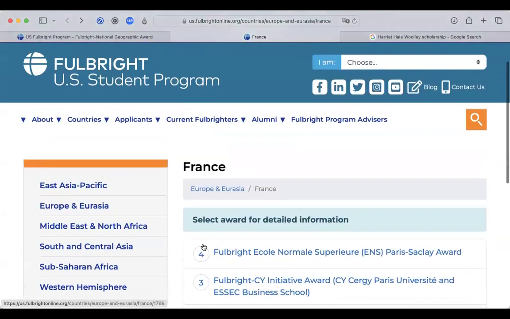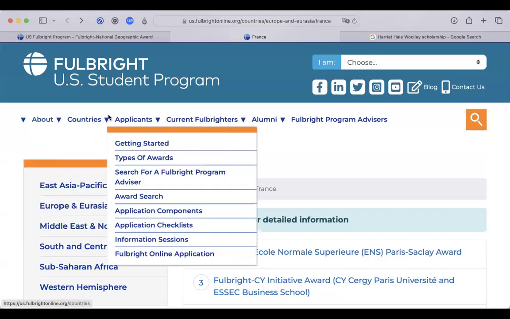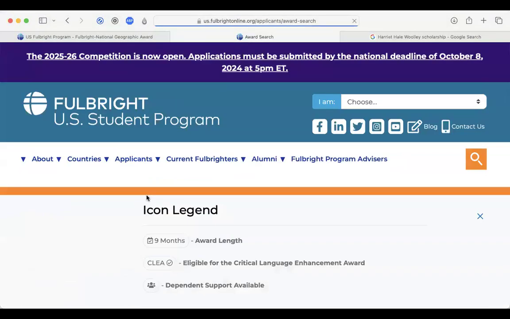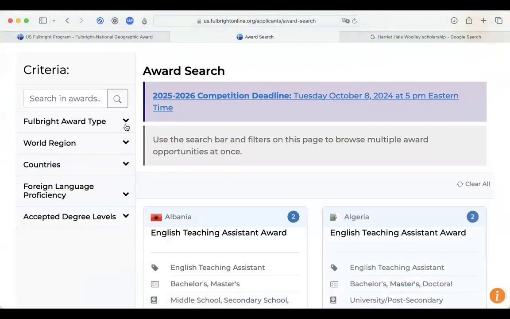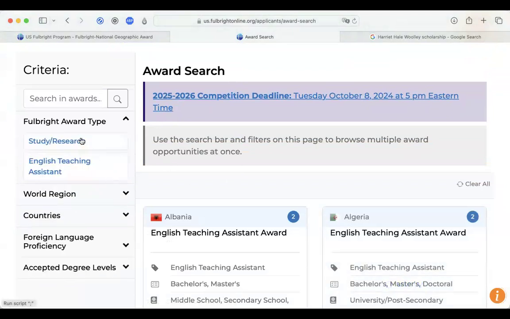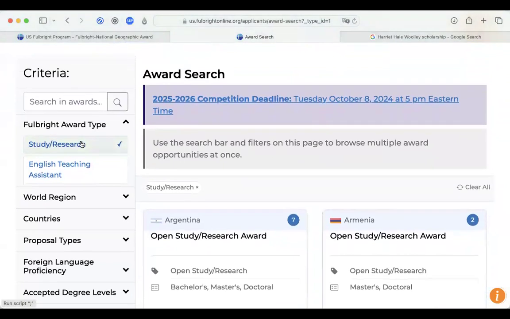But let's take a look at that arts part again, because one of the things that people often miss when they are researching the program is that you can actually search for these different types of awards. So this is under applicants, award search. So let's go ahead and do some searches here. We're going to first look at award type. And let's say we're going for study and research. We want it to be more open-ended in our case, although many artists have actually done the ETA and used their free time to work on projects and presented those as part of their sharing cultures.